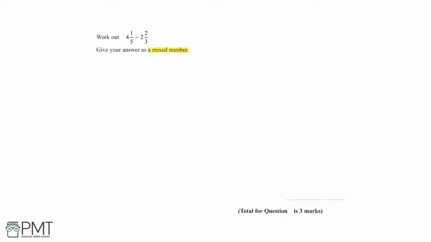4 1/5 can be written as 4 plus 1/5. We also know that 4 can be written as 20/5, because 20 divided by 5 is equal to 4. And so 4 plus 1/5 is equivalent to 20/5 plus 1/5, which is equal to 21/5. And so 4 1/5 written as an improper fraction would be equal to 21/5.